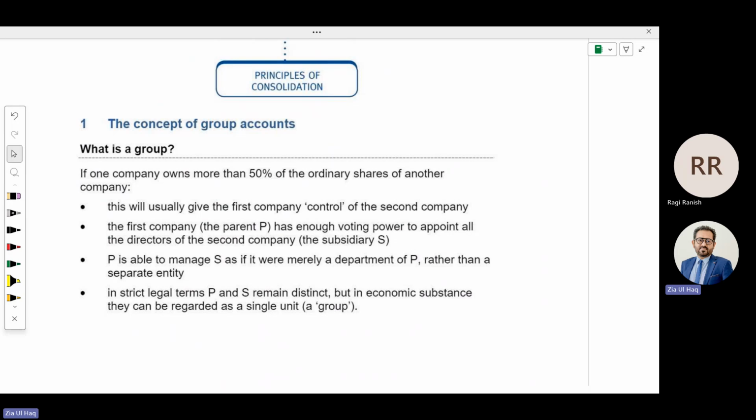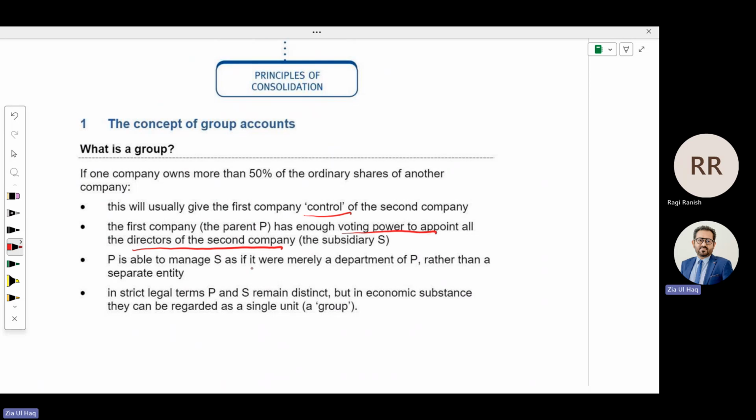So this will usually give the first company control of the second company. The first company, the parent, has enough voting power. Enough means more than 50%. It can appoint all the directors of the second company, meaning the subsidiary. Control means he can decide about everything of that company, even about directors.